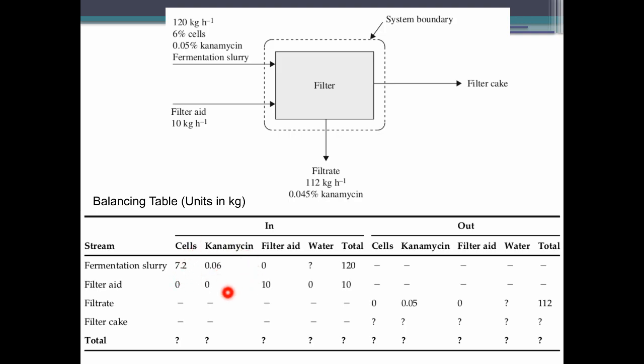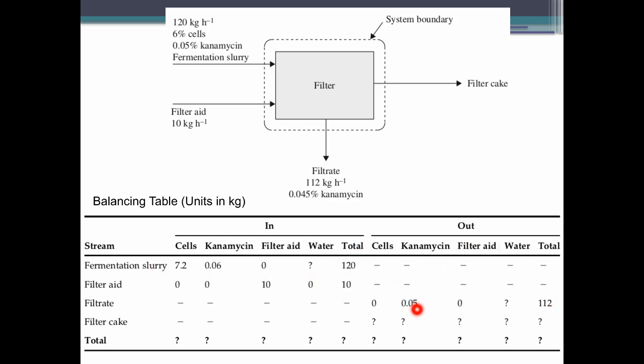The same goes for kanamycin. So get 0.05% of kanamycin, you get 0.06 kilograms. The filter aid is, there's no filter aid in the fermentation slurry, so 0. And then we do not know the water yet. Water, although the rest must be water, but it's not explicitly stated, so we still haven't calculated the amount of water here. So that's for the feed stream.